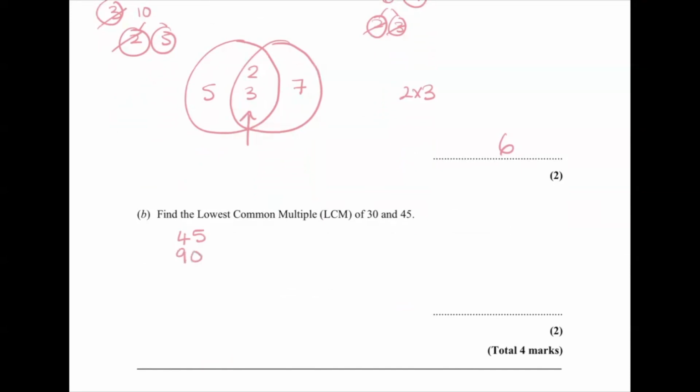And before I carry on, I'm going to always consider, could the number I've written be in the times table of the second given number? And I can see straight away it will be. So this one really is very, very simple. 90 is the first number to come up in both times tables and therefore is the lowest common multiple.